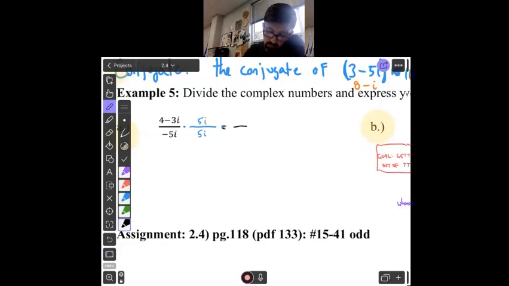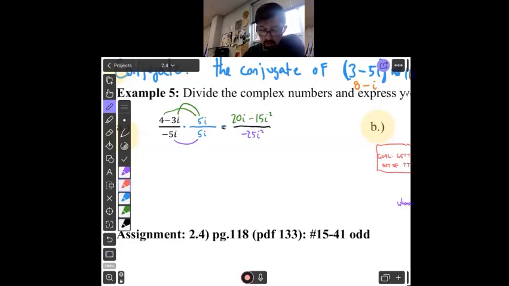So where does that get us, right? So 4 times 5i, and then 5i times negative 3i. So that would be 20i minus 15i squared. We'll be back for him later, right? And then negative 5i times positive 5i would be negative 25i squared.